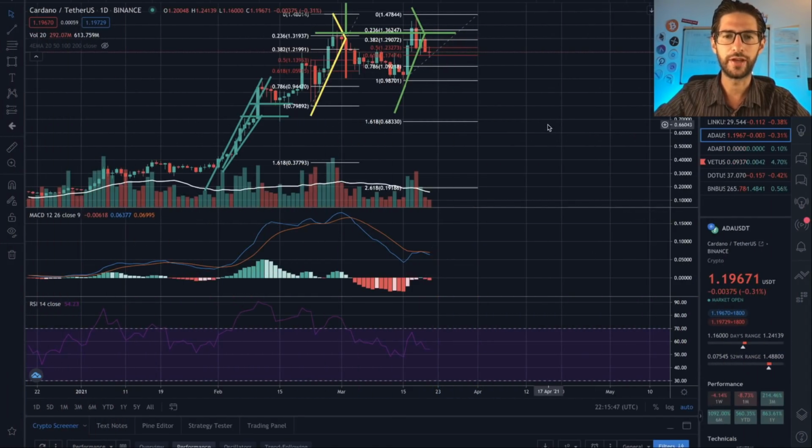In terms of ADA against US dollar, USDT in this case, we have been rising a lot since February, and I can see this fractal repeating right now. We enter into some kind of consolidation. We did a little price up, and then we started to follow this trend line here.